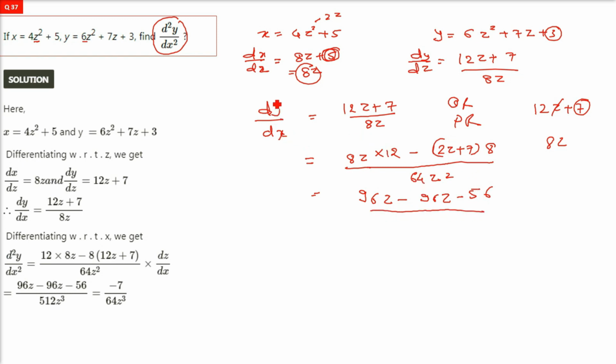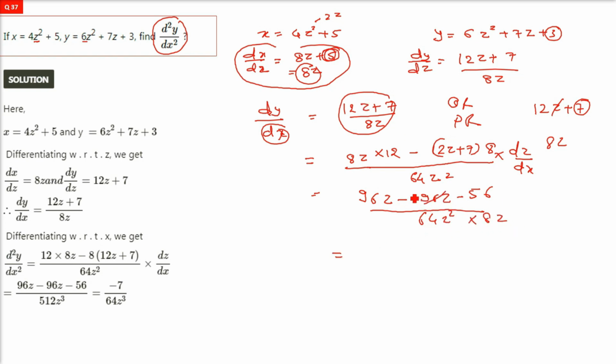One more thing is there. Tell me what is remaining. When you are differentiating dy by dx and there is no x, so you have to write dz by dx also. And what is dz by dx? It is the reciprocal of 8z, that is dx by dz is 8z. And you have to introduce dz by dx because you are not differentiating with respect to z. You are differentiating with respect to x. So then z will be a variable. Now I have multiplied this by 1 over 8z. So the numerator will be negative 56. Denominator will be 64 into 8 into z square into z cube. We have minus 7 divided by 64z cube. So this is the answer. Those who are doing by themselves, this is the answer.